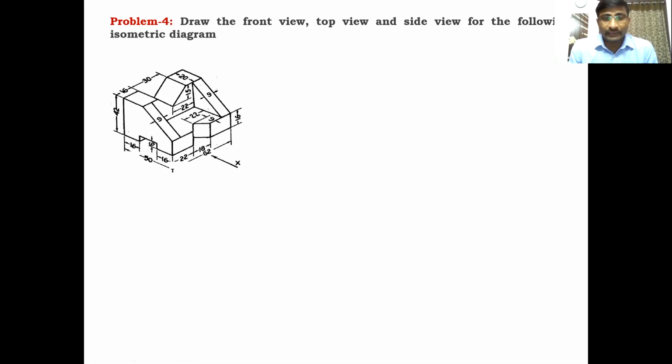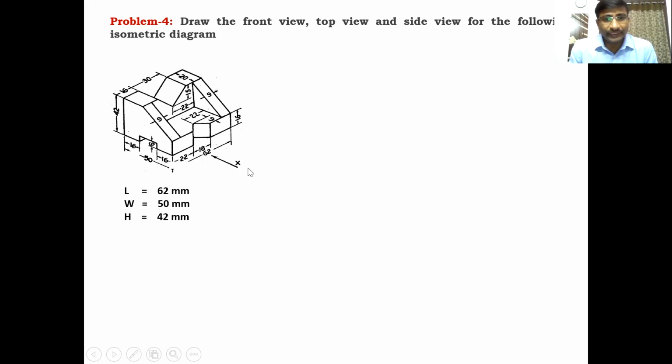Before starting the orthographic views, you have to take the dimensions of the given diagram, that is the length, width, and height. By observing this diagram, this is the length, because the direction perpendicular to the observer is called the length, and the direction of the observer is called the width, and also the height. Height is also perpendicular to the observer. Here, the height is 42, width is 15, and the length is 62. So L equals 62, the length of the diagram.